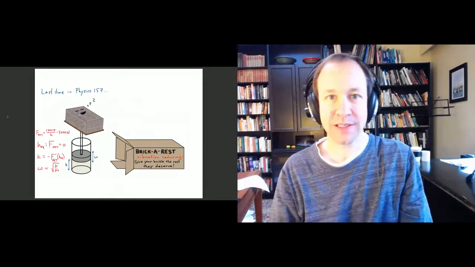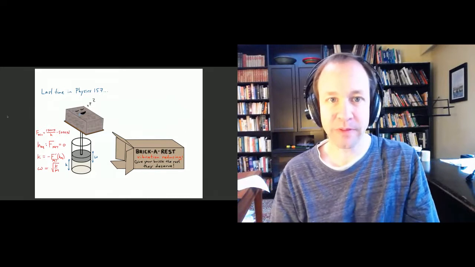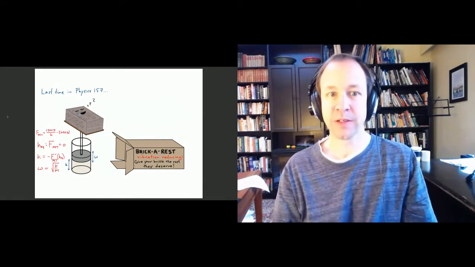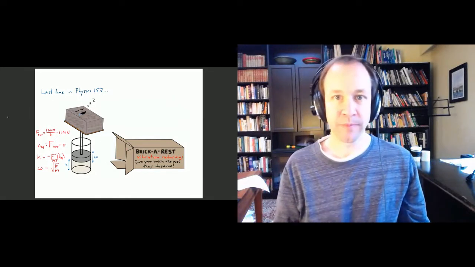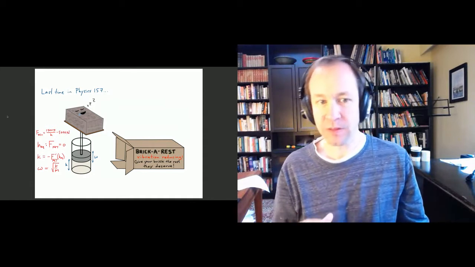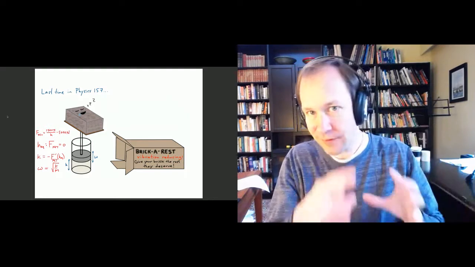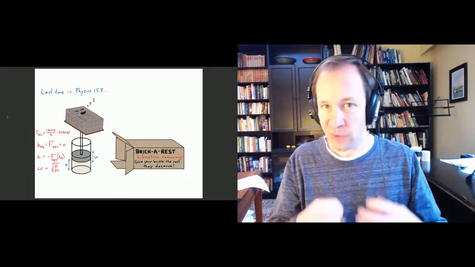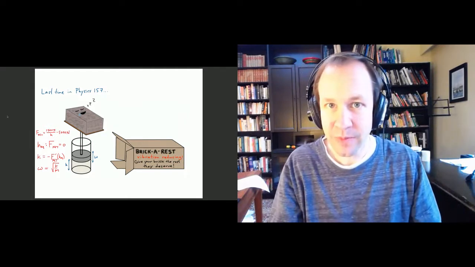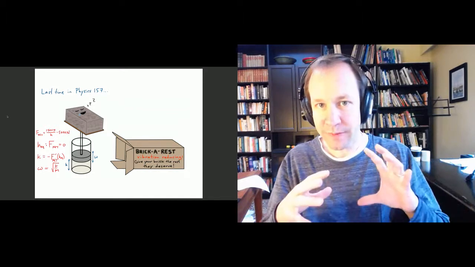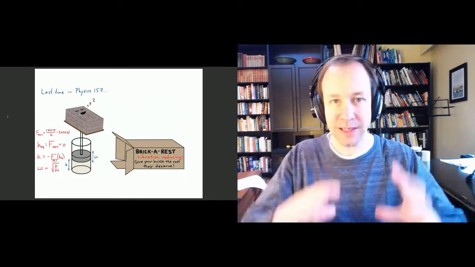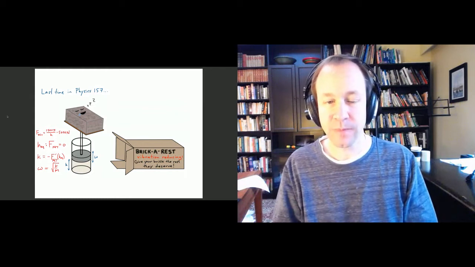So I want to start with a little bit of a recap of what we did last time. We talked about an interesting problem, a real-world sort of problem, where you have a system that's subject to various forces, and we want to find the mechanical equilibrium position, and we want to find what is the frequency of small oscillations around that equilibrium position.